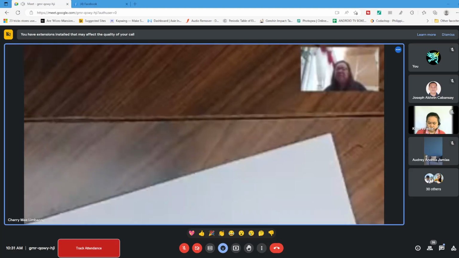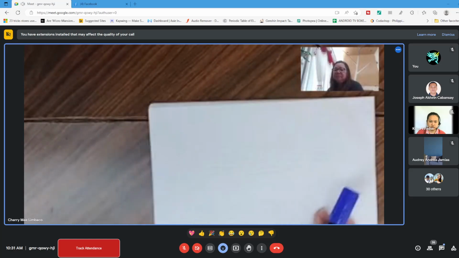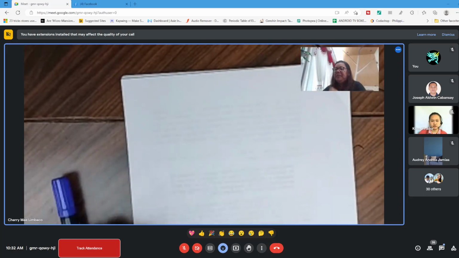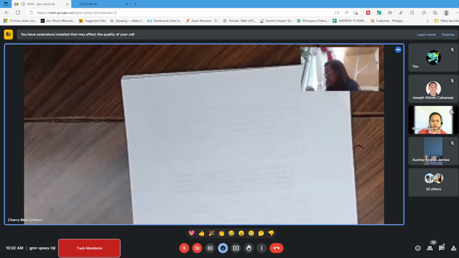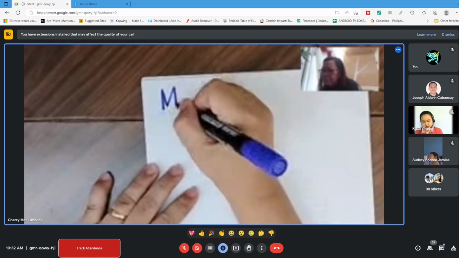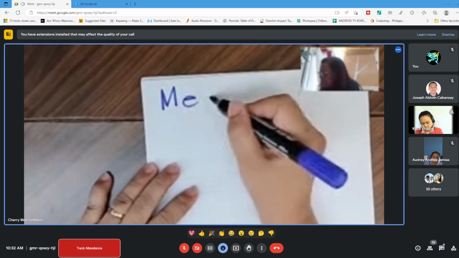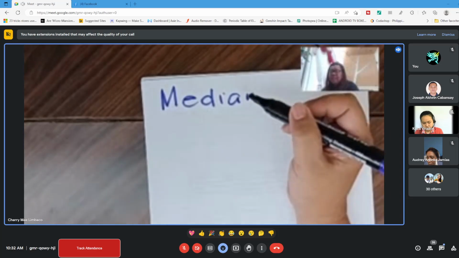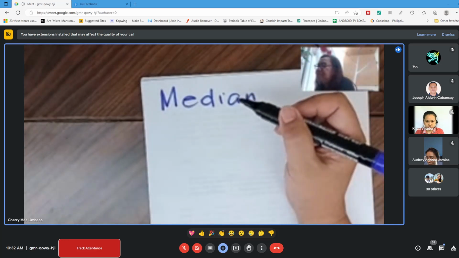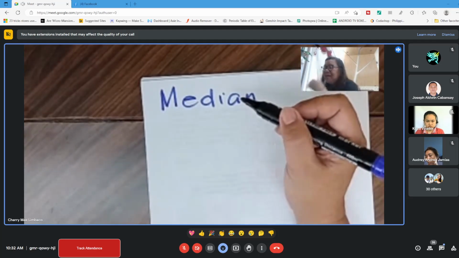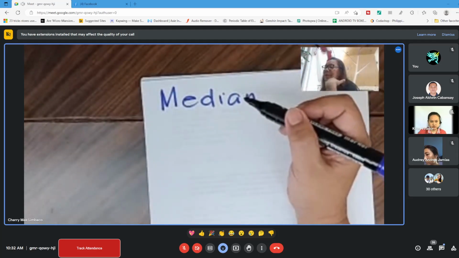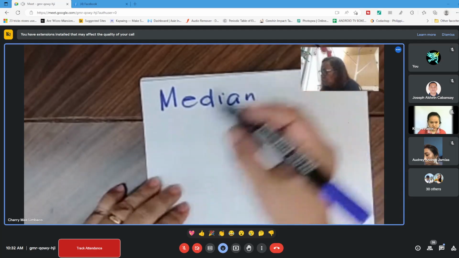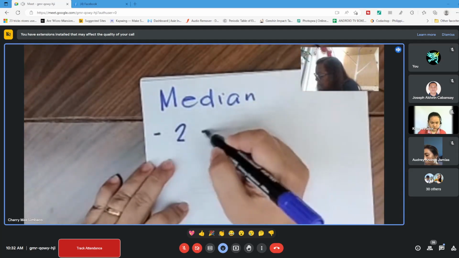Okay. Now, we will now have the median. When we speak of median, this is the second type of measure of central tendency. Median is what divides the scores in the distribution into 2 equal parts.